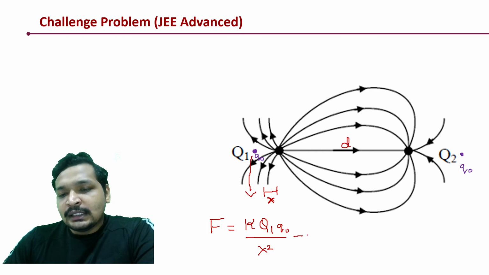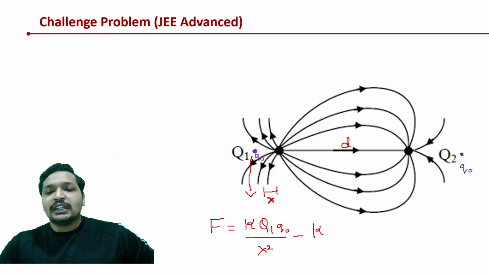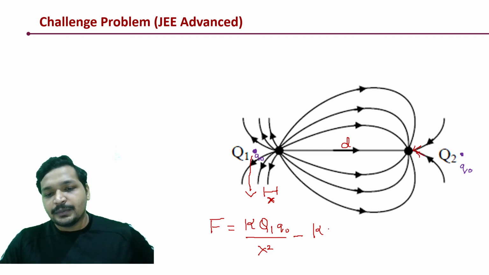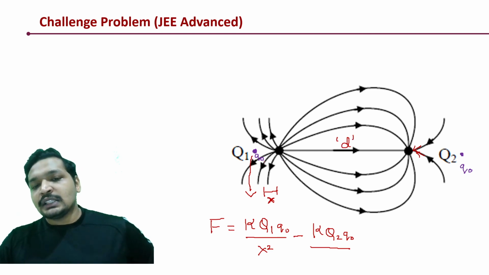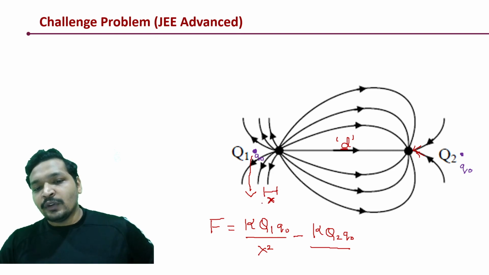And on the other side, let's keep it as negative, not necessary, but the forces are going to act in the opposite direction. This is a negative charge because field lines are entering them, right? So that would be an attractive force. The distance between the test charge and this charge is d plus x. There is a distance d over here and x over here, so it's going to be d plus x whole square.